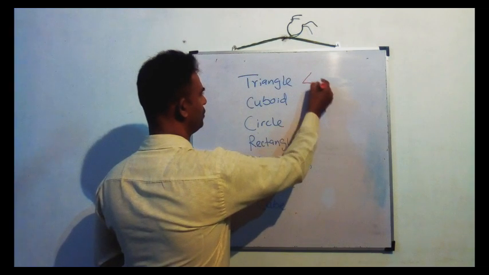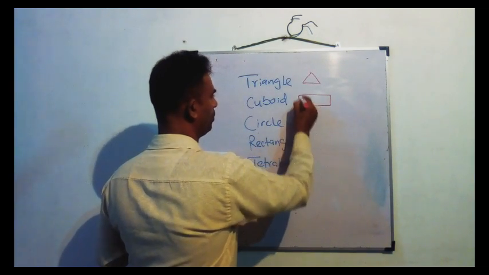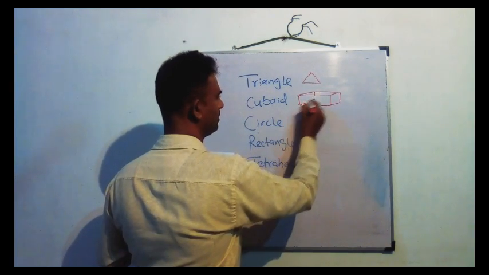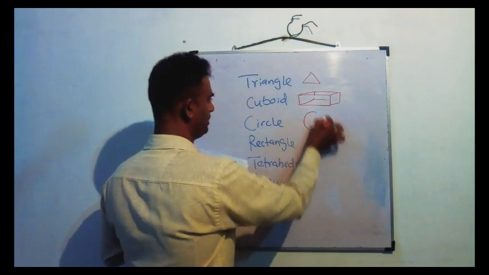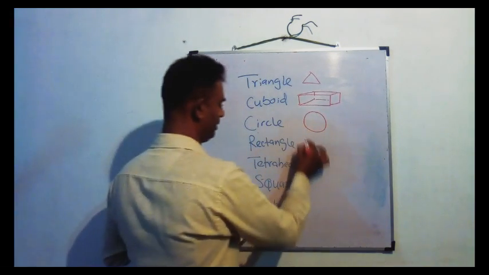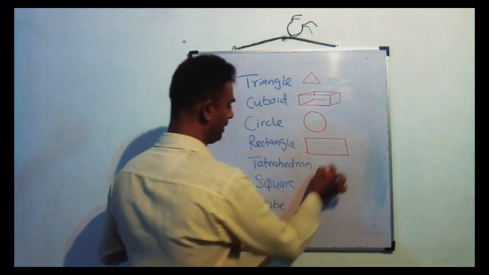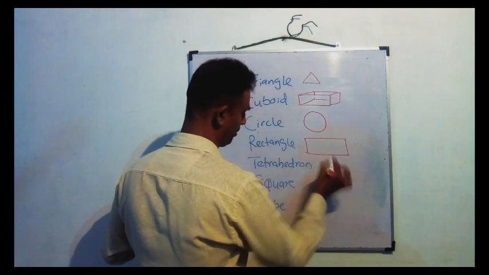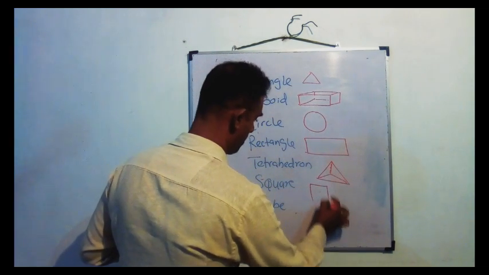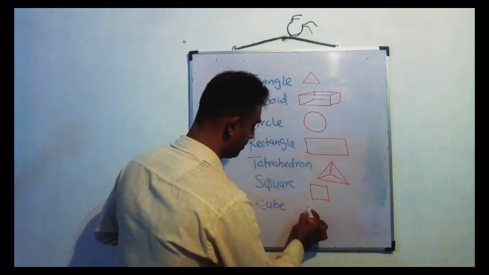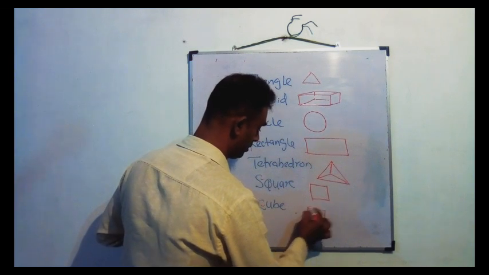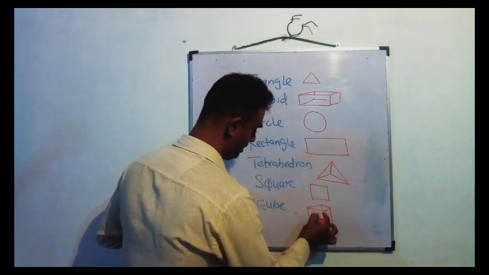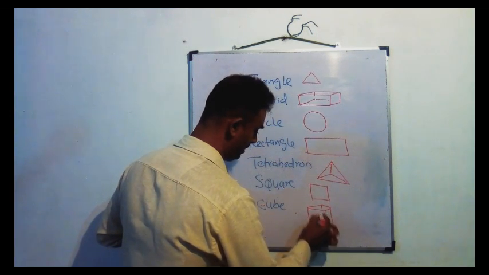Triangle. You know that shape. Cuboid. You know the simple shape like this. Circle. This is the circle. Rectangle. This is the rectangle. Tetrahedron. This is the tetrahedron, the normal shape of the tetrahedron. Next, square. Next one, cube. It's not a complete shape, but you can identify it as a cube.